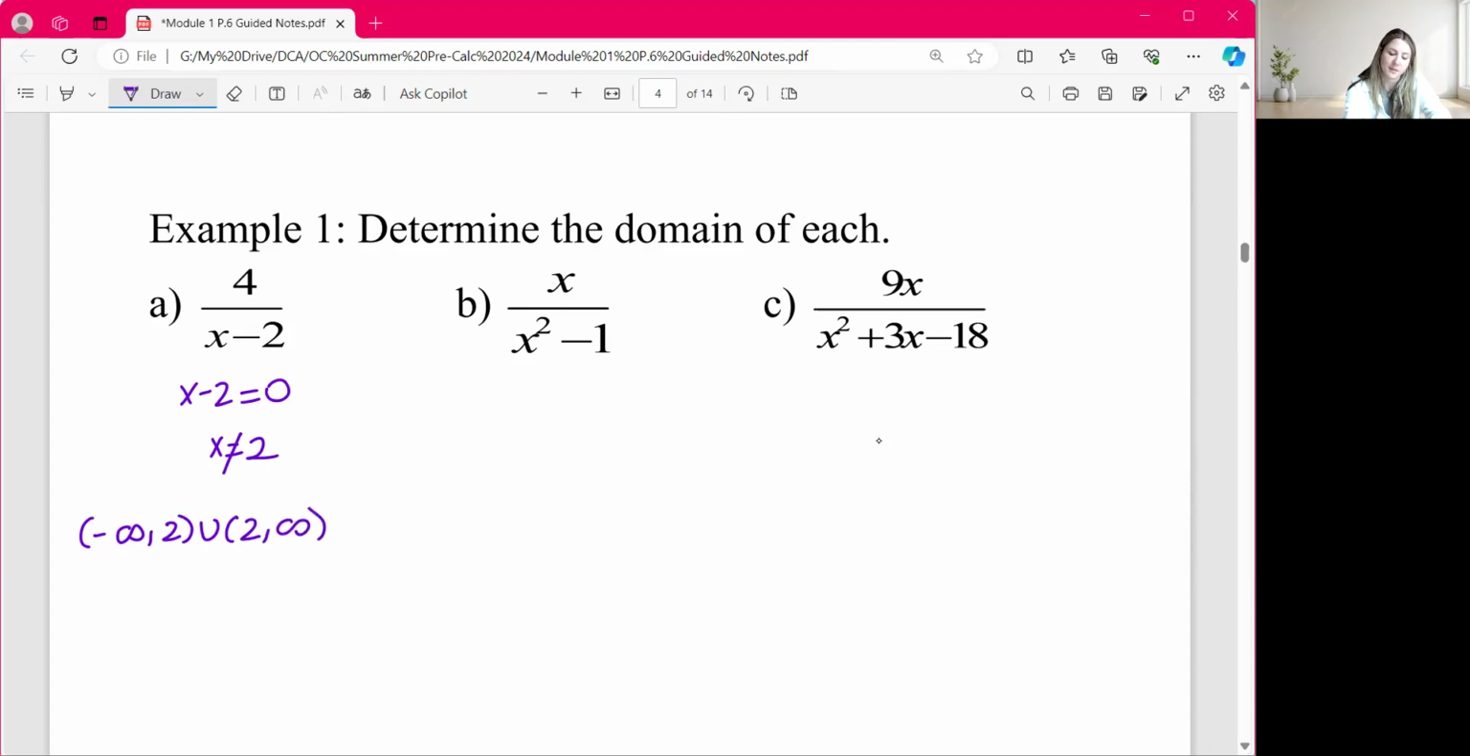Check out B. I set my denominator equal to 0, and then I'm going to factor this.